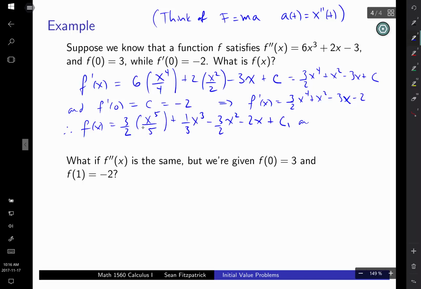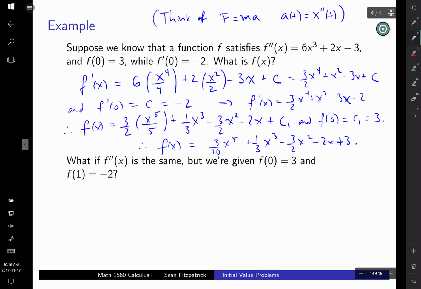Okay, and f of 0, well, of course, again, all these x's go away, is equal to c1. And I want f of 0 to equal 3. Alright. Now I've got my f of x. F of x is going to be 3 over 10 x to the 5 plus 1 over 3 x cubed minus 3 over 2 x squared minus 2x plus 3, right?